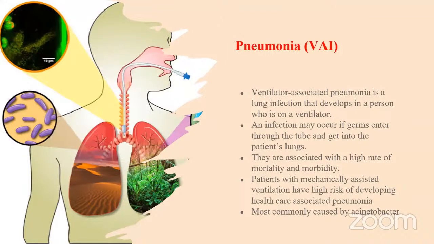So pneumonia could be caused by a ventilator. If a person is on a ventilator, he or she may get infected if germs enter through the tube and get into the patient's lung. They are associated with a high rate of mortality and morbidity. Patients with mechanically assisted ventilation have a high risk of developing healthcare associated pneumonia. But short term use of ventilators does not carry major risk. Prolonged ventilator use can cause pneumonia. Also, ventilator associated pneumonia remains one of the most common causes of nosocomial infection and death in the ICU. It is most commonly caused by Acinetobacter.